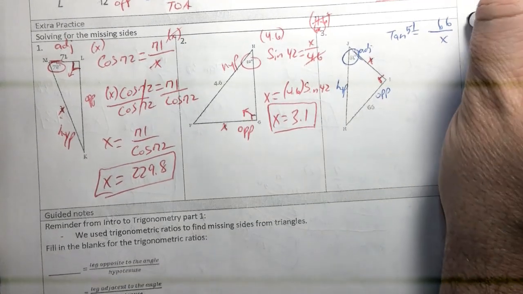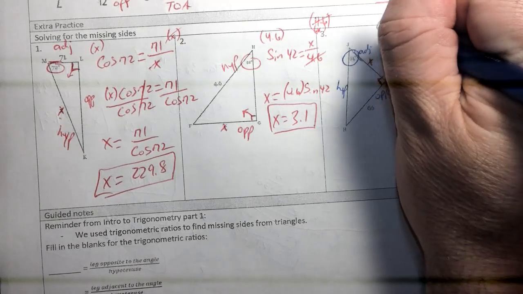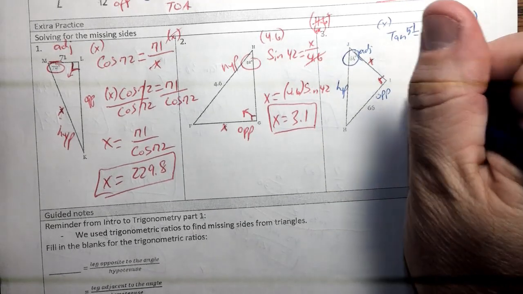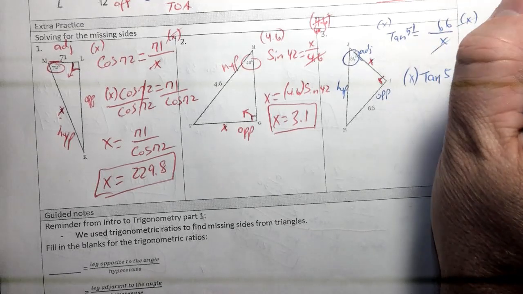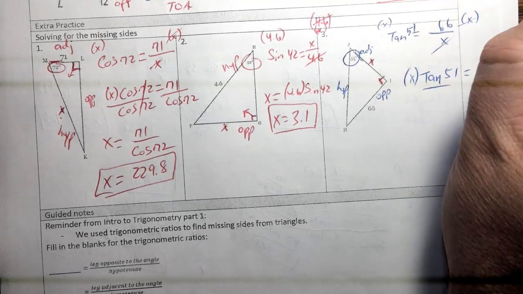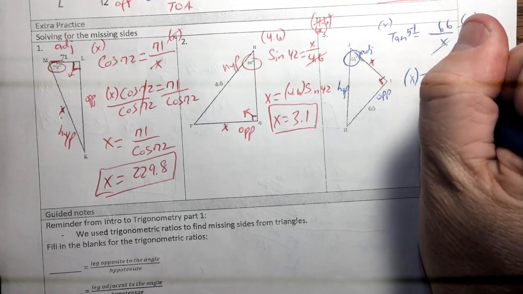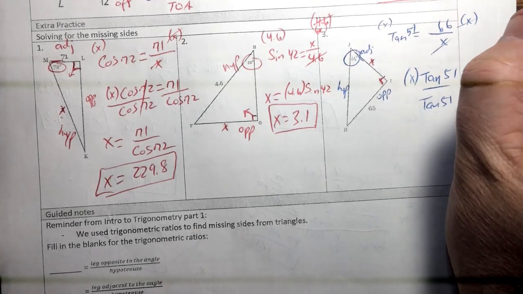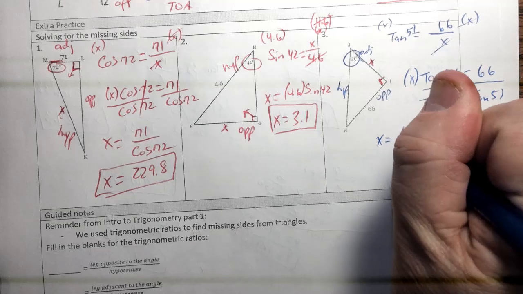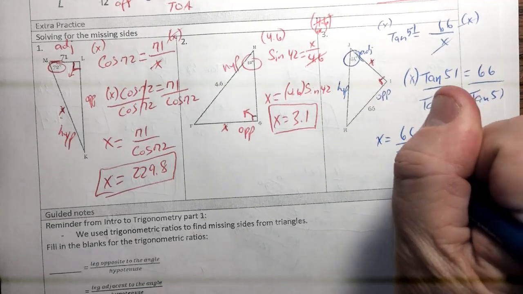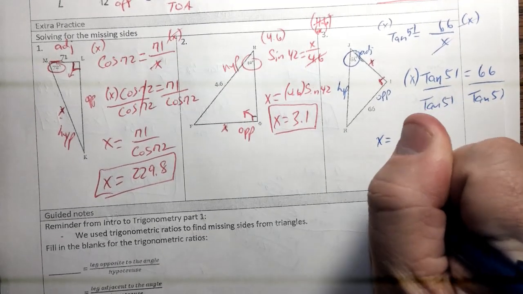Okay, multiply both sides by X. You've got to get rid of the fraction. These cancel. X times tan 51 equals 66. Now we've got to divide both sides by tan 51 because we want X alone, right? So now X equals 66 divided by tangent 51.